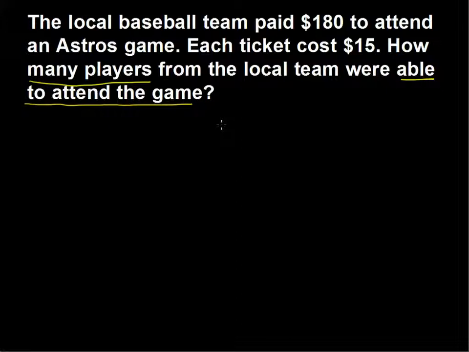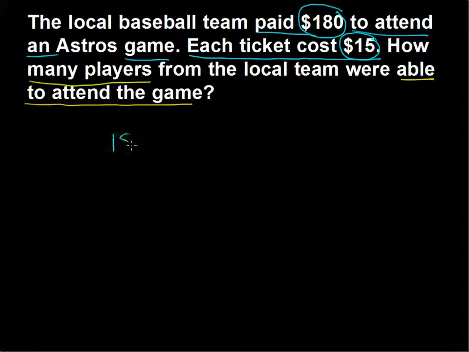Now, what information are we given on the problem? We know that the team paid a total of $180 to attend the game. And we also know that each of those tickets that they paid for cost $15. Now again, I'm going to try and apply the strip diagram bar for this problem. We know again that the total is going to be 180, and we know that each ticket is going to cost $15.